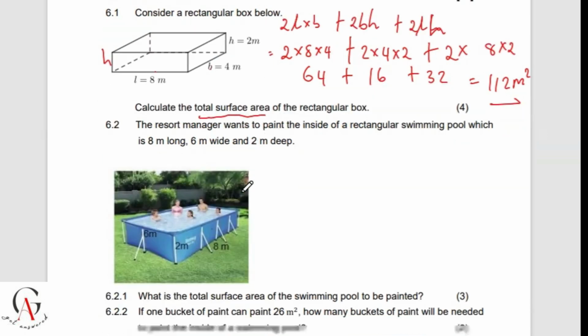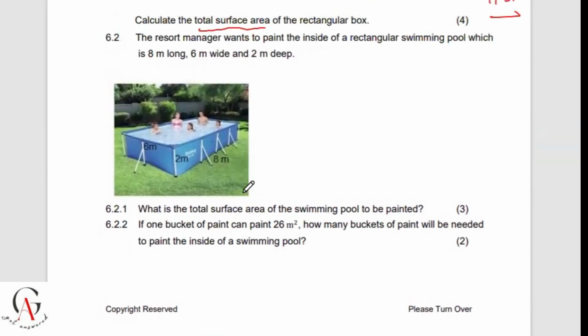Okay, then 6.2. The resort manager wants to paint the inside of a rectangular swimming pool, which is 8 meters long, 6 meters wide, and 2 meters deep. What is the total surface area of the swimming pool that must be painted? Now, if you're painting the inside, which means you're going to paint 1, 2, 3, 4, and then the bottom, which is 5. So out of the 6 faces, we're only painting 5 faces.